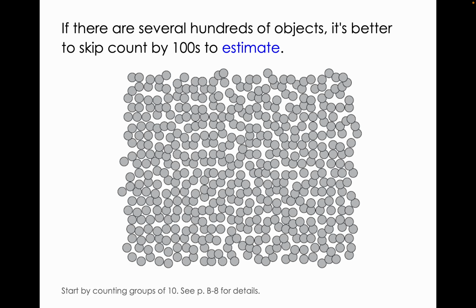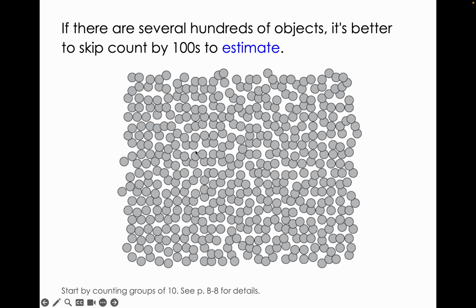What about if there's several hundred objects? It's probably better to skip count by 100 to estimate. Okay, so how do I figure out how many of these might be 100? Well, I can look here and say 1, 2, 3, 4, 5, 6, 7, 8, 9. This is about 10 high, and then 1, 2, 3, 4, 5, 6, 7, 8, 9, 10. This is about 10 wide. So this here is about 100.